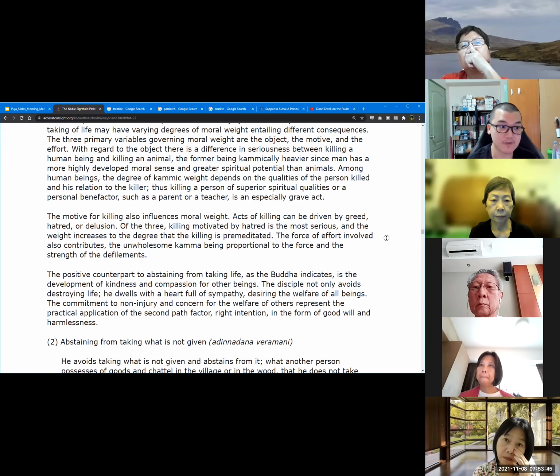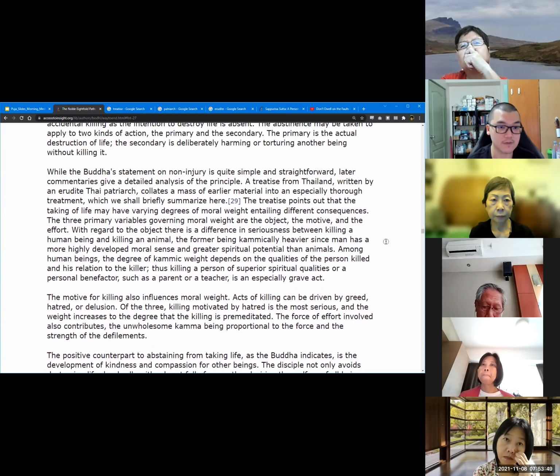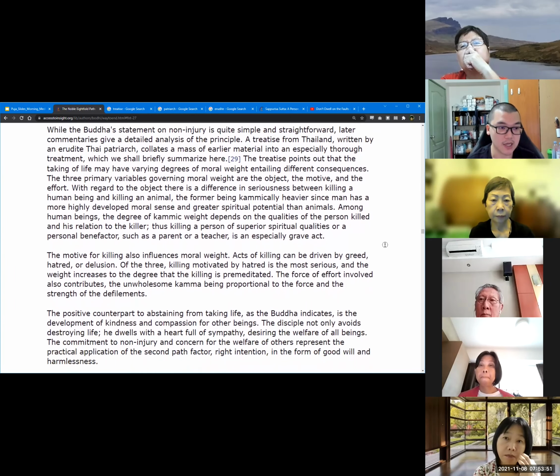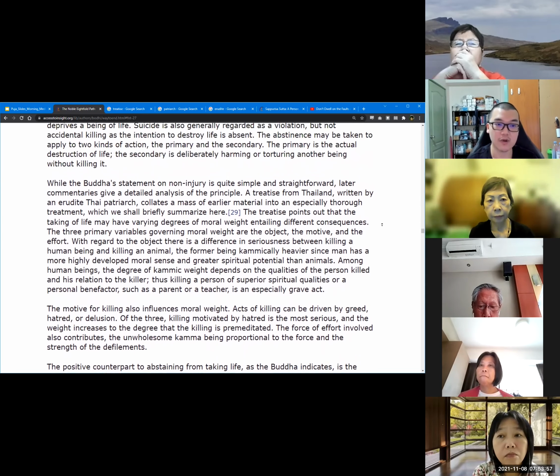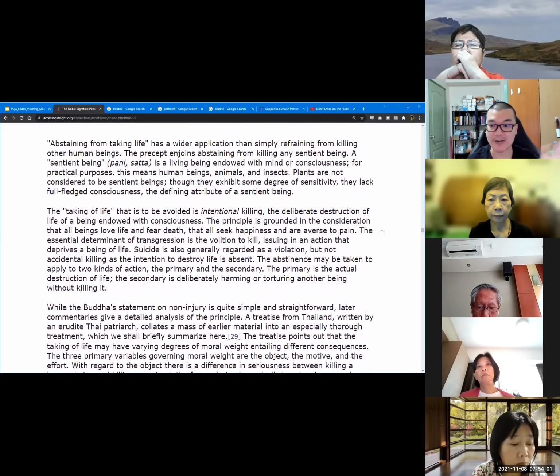So any comments so far? We have read three paragraphs, I believe. Yes. Any comments or questions? Not just these three paragraphs, but the whole section of abstaining from killing, abstaining from taking of life.